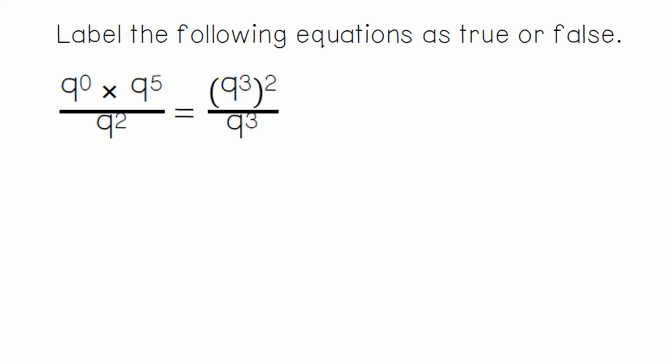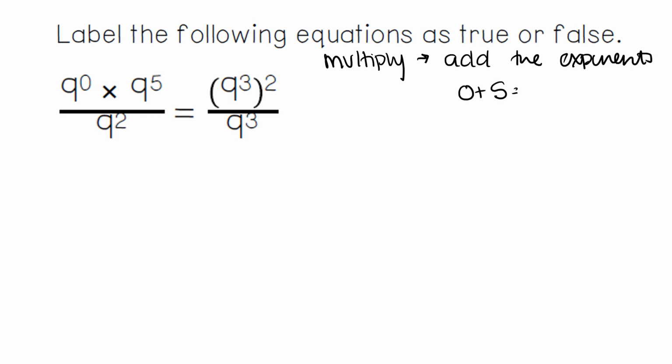Okay, this is going to be our last problem, and it is fairly involved, so we're going to take it nice and slow. We're going to start with the left-hand side, 9 to the 0 power times 9 to the fifth divided by 9 to the second. We're going to start with the top because it's most involved, which is a multiplication problem. When we multiply, we're going to add the exponents. So we're going to add the 0 and the 5 to get 5.